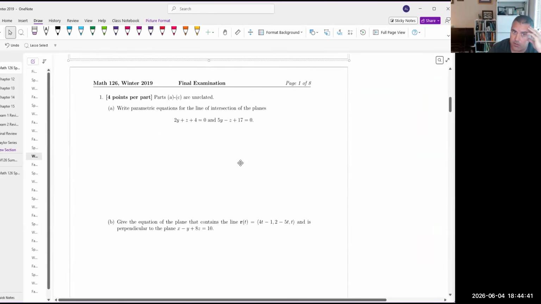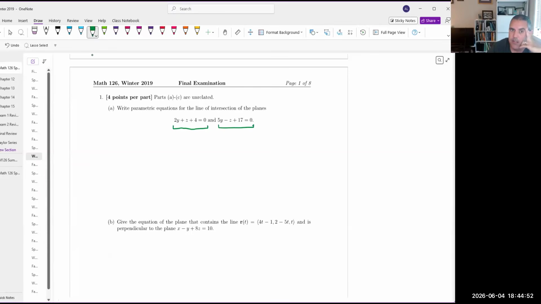Question one is find the line of intersection of two planes. As I'm passing by these, I like to know there's more than one way to do this problem. In my mind, there's like 3 ways, but my way is to find 2 points that are on both, and then you can give the equation of the line.